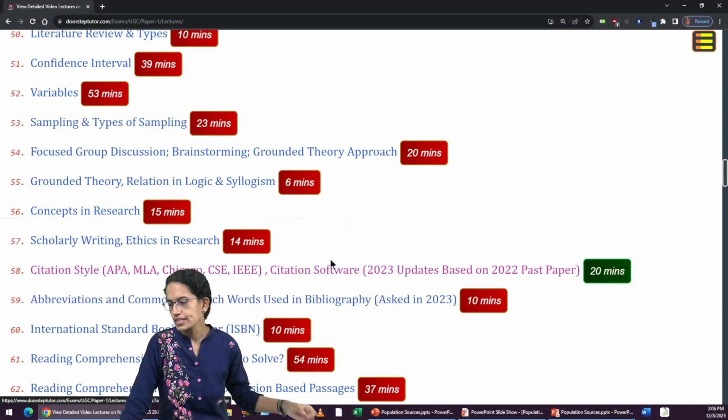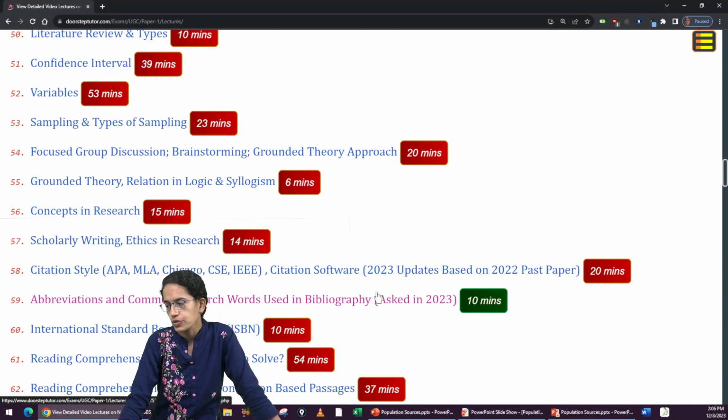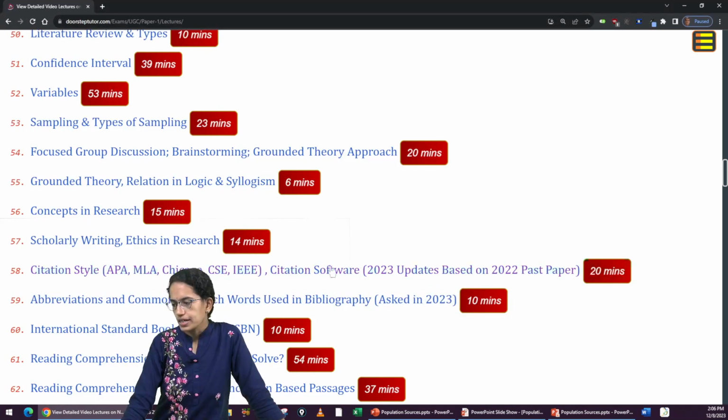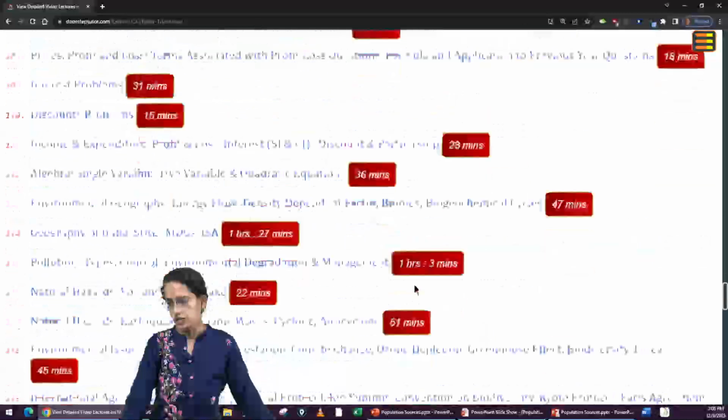Again, citation style, citation software. This was also asked in the June paper for 2023. So we had already updated it, and this was there. Again, for your coming sets, abbreviation and bibliography become extremely important. This time there are numerous questions being asked on these sections.